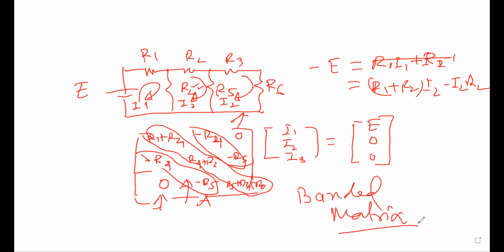Another issue is that when you are increasing your number of loops, many elements will be equal to 0. The loop that is not related to any other loop will have no relationship with that. This is the mutual element, okay? Those mutual elements will be equal to 0. As a result, this matrix will have many zeros. And the matrix with many zeros has a name. Do you know what that name is?